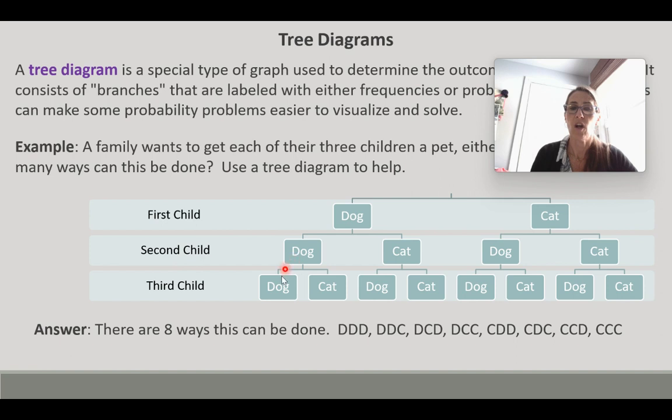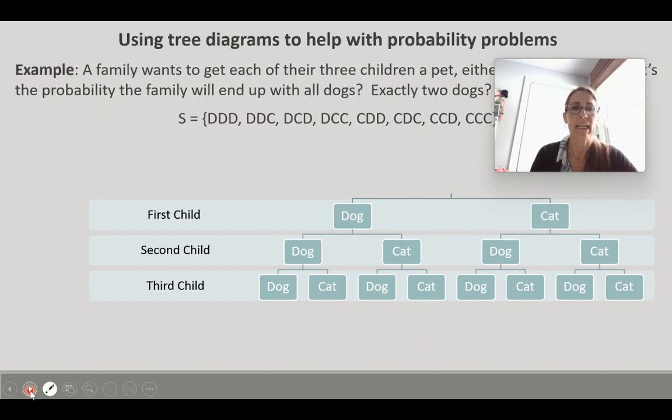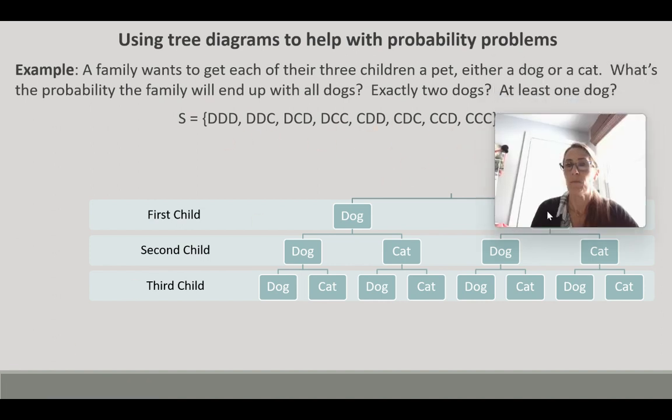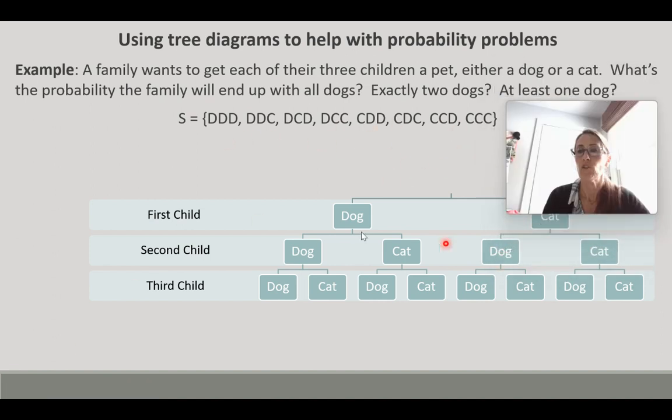We can have dog, dog, dog; dog, dog, cat; dog, cat, dog; dog, cat, cat; cat, dog, dog; cat, dog, cat; cat, cat, dog; and cat, cat, cat. Those are represented here with all the letters. Here we have our sample space listed out, so we can see it from the tree diagram as well.